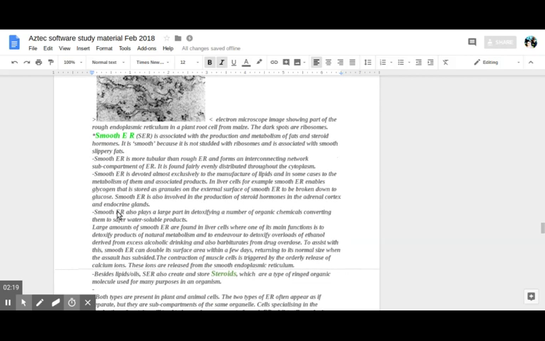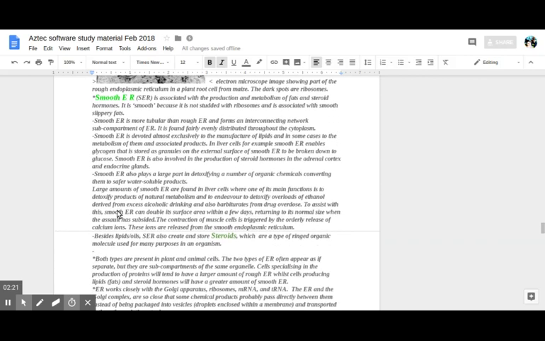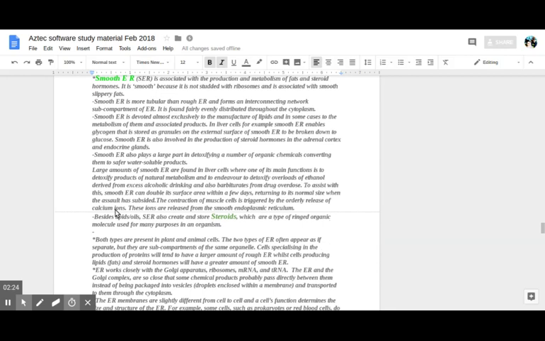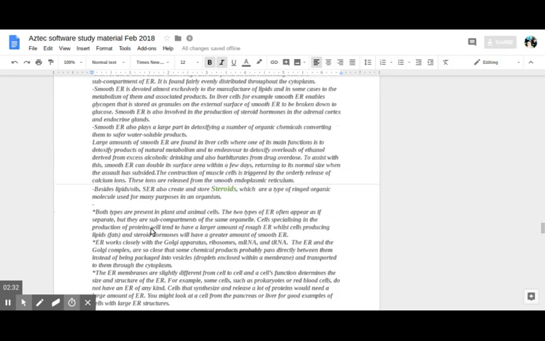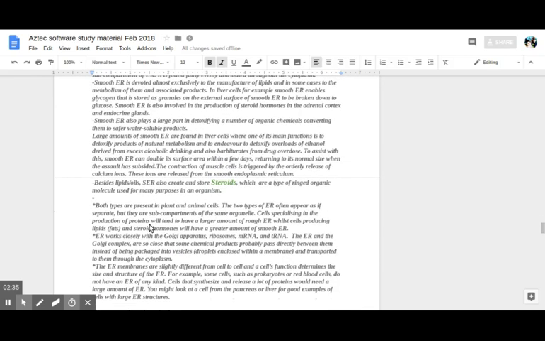Smooth ER is devoted almost exclusively to the manufacture of lipids and, in some cases, to the metabolism of them and associated protein products. In liver cells, for example, smooth ER enables glycogen that is stored as granules on the external surface of smooth ER to be broken down to glucose. Smooth ER is also involved in the production of steroid hormones in the adrenal cortex and endocrine glands.